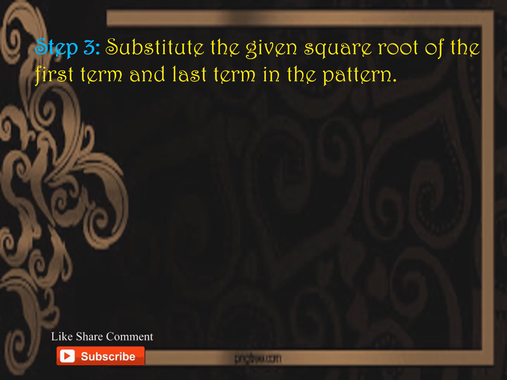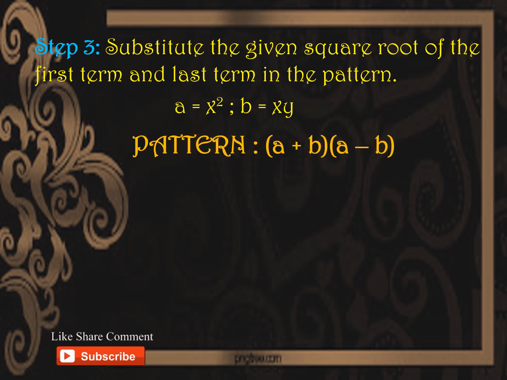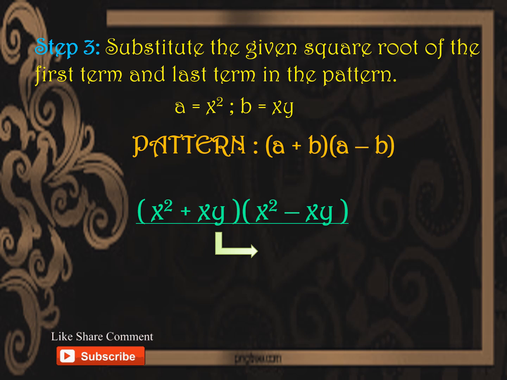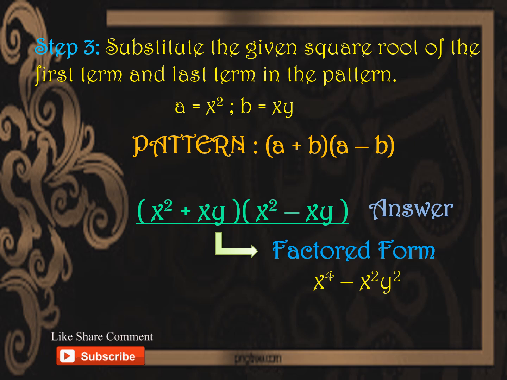So step 3, substitute the given square root of the first term and last term in the pattern. So we have a equals x squared and b equals xy. So our answer is quantity x squared plus xy times quantity x squared minus xy. So it is the factored form of x raised to 4 minus x squared y squared.